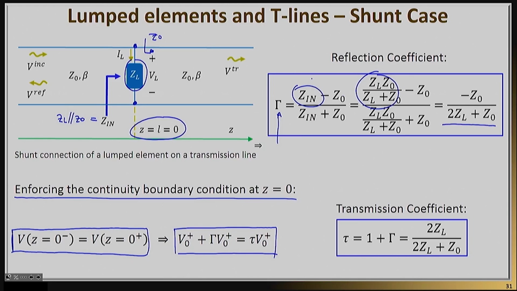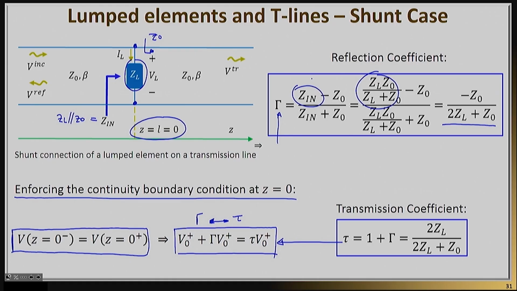And finally, I can find my transmission coefficient from this equation right here, as tau to be 1 plus gamma. And if you do the math, it will be 2ZL over 2ZL plus Z naught. So let me show you very briefly what happened. Again, I'm enforcing the continuity equation, and I'm finding an equation that actually relates gamma with tau.